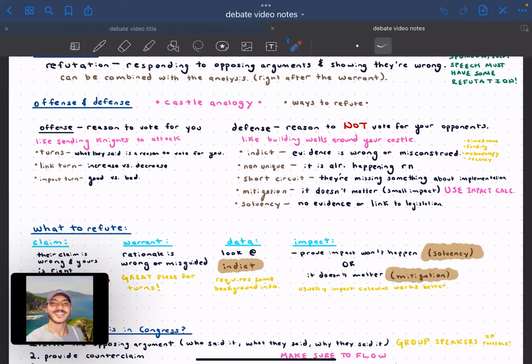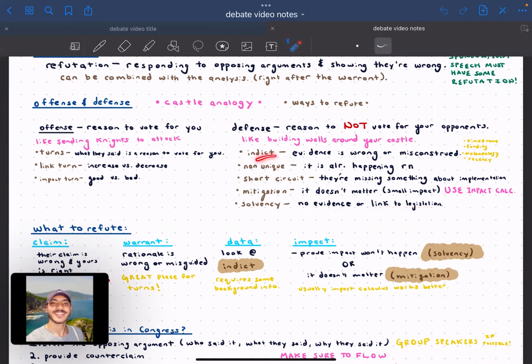So as bad as the situation is, if the solution actually makes it worse, then you should not be implementing that piece of legislation despite how bad the situation is in the status quo. So making sure that solvency is part of your opponent's speech is a really important part. And if they don't have it, then call them out on it.